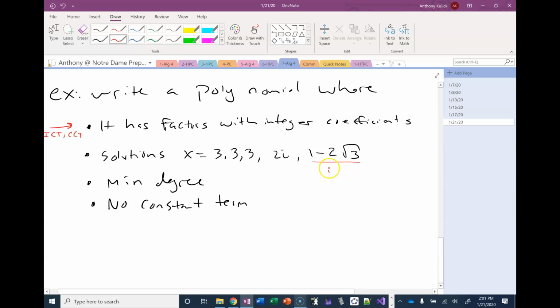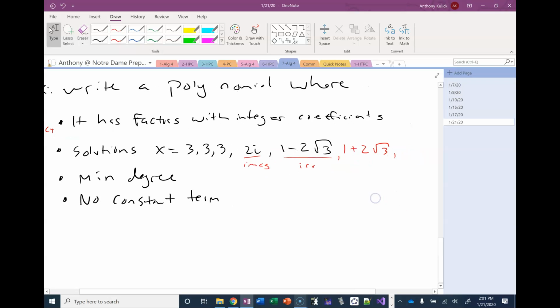So I notice that here I have an irrational part, so I'm going to need its conjugate. And here I have an imaginary part, so I'm going to need its conjugate. Everybody okay there?